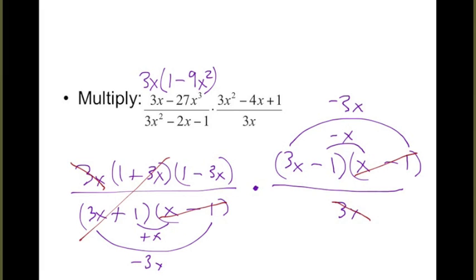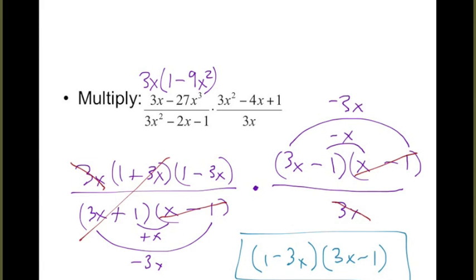So then the stuff that I have left is on the top, a 1 minus 3x and a 3x minus 1. I can't cancel them because they're both on the top. And so that's going to be our answer, and you do not need to redistribute it back out, just leave it in its factored form.